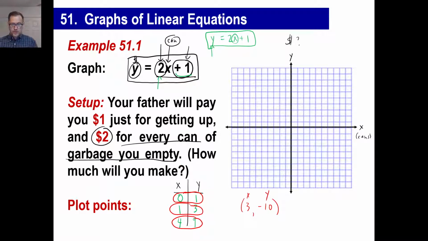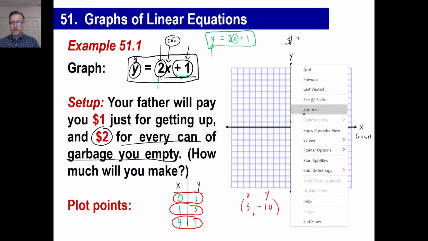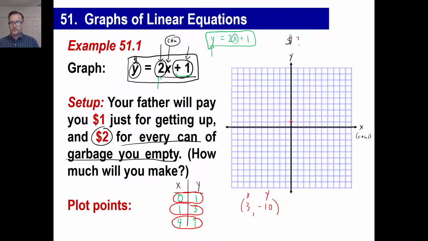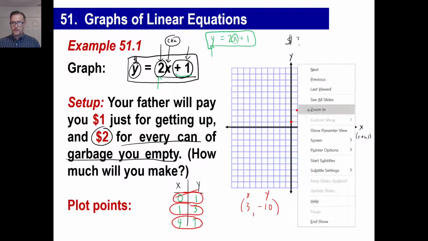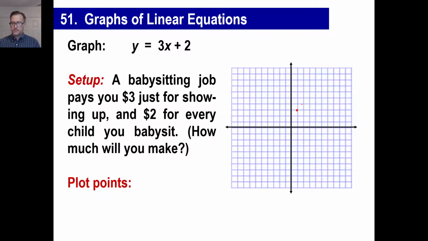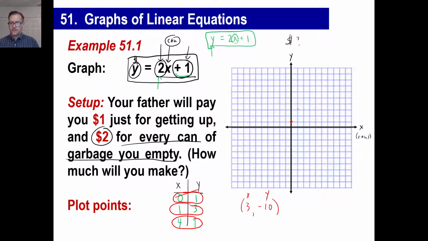So 0 and 1, which means the X value is 0. You don't go over left or right. You just go up $1. Okay, that's a point. Okay, 1 and 3. If you do 1 can, remember these are the cans. If you empty 1 can, you go 1, 2, 3. There's another one. Okay. That should be here. Okay. All right. We're done with that one.